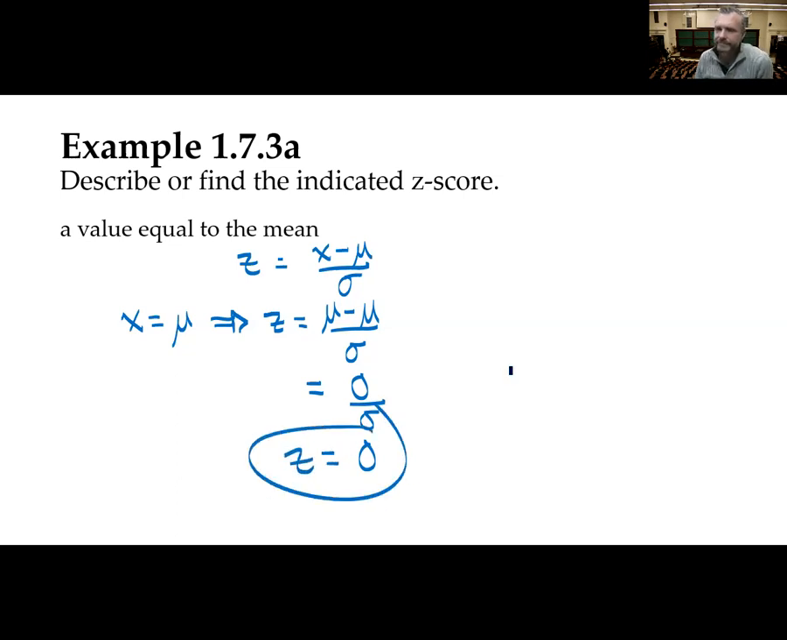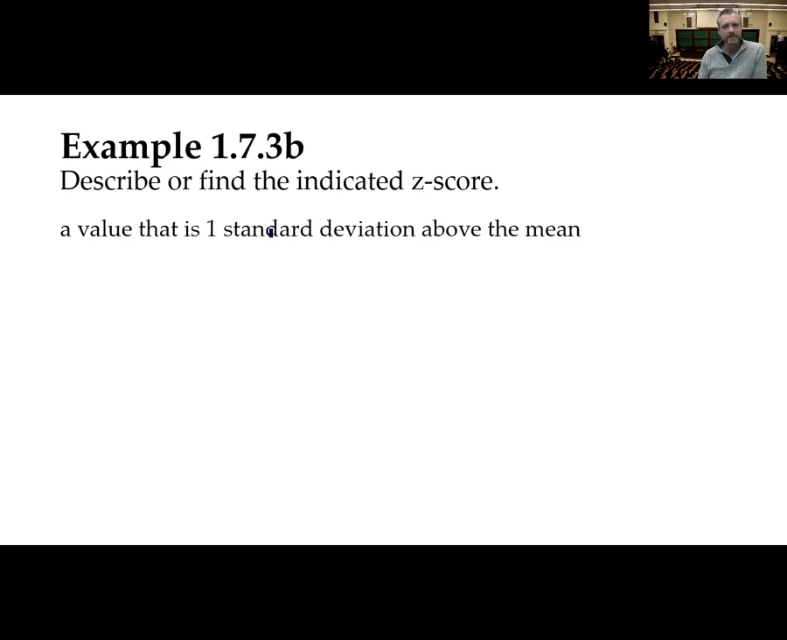By the way, if X is the mean, how far away from the mean is it? I'll ask that again. If X is the mean, how far away from the mean is it? Oh, 0. What about this one? A value that is one standard deviation above the mean. So again, we have x minus mu over sigma, and we are saying that the value of x is one standard deviation above the mean.